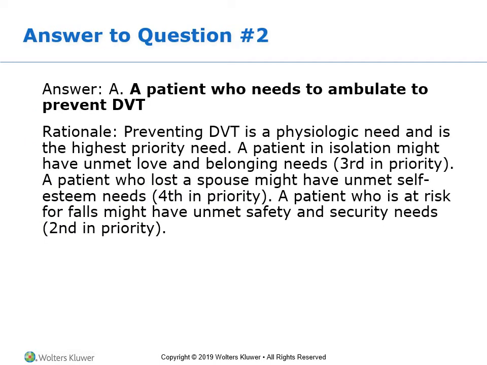You said the patient with the DVT. Okay, it's a physiological need. It has the highest priority. Isolation, having unmet love and belonging needs would be third priority. And a patient who lost a spouse might have unmet self-esteem needs, and that would be fourth in priority. A patient at risk for falls would have unmet safety and security needs, and that would be second in priority.